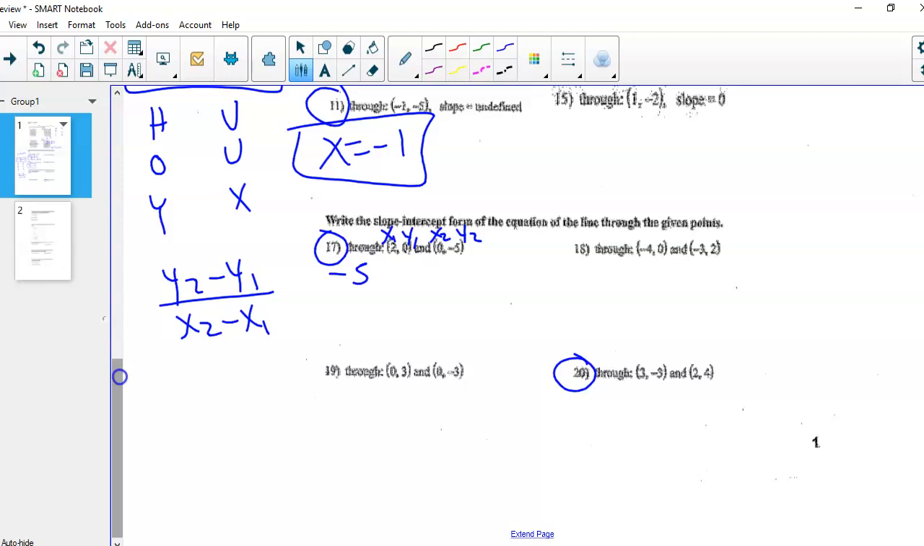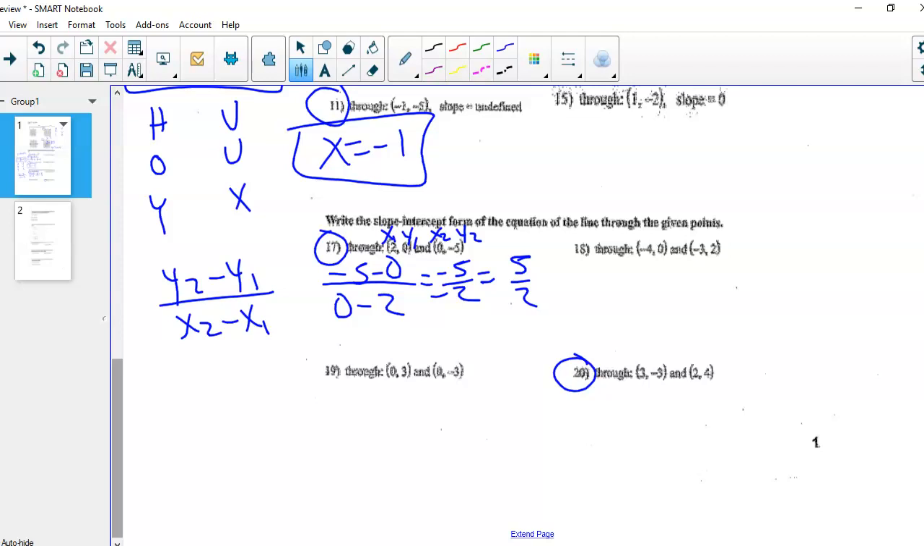So negative 5 minus 0 over 0 minus 2. What would your slope be? If you just solve this, it'd be negative 5 over negative 2, which would simplify to just 5 over 2. So remember to simplify if you can. Take out negatives if you can.